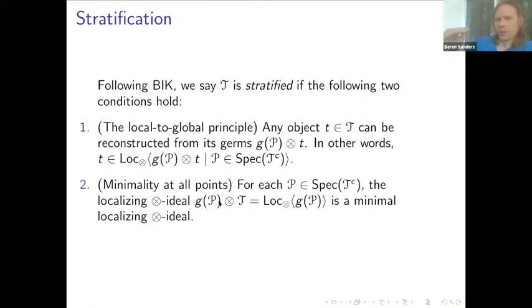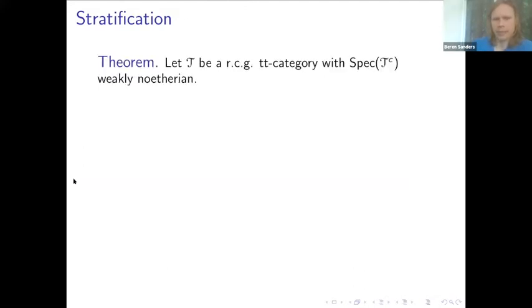It's a non-zero localizing tensor ideal, and there's no localizing tensor ideals contained in it. And so these are the two conditions that Benson, Iyengar, and Krause identified as being sufficient to classify the localizing tensor ideals. That's given by the following theorem, which says that the following are equivalent.